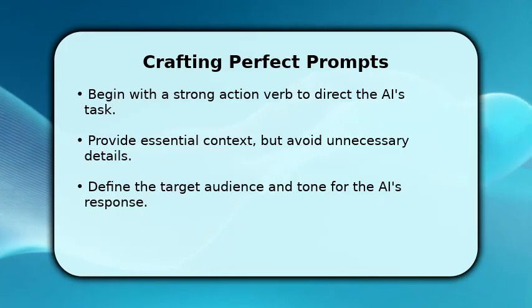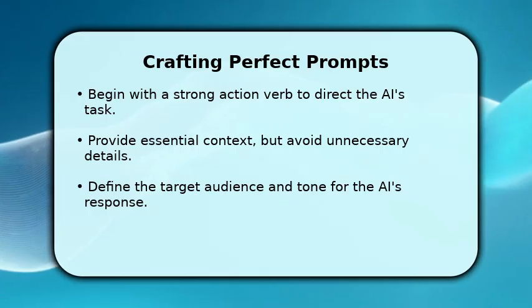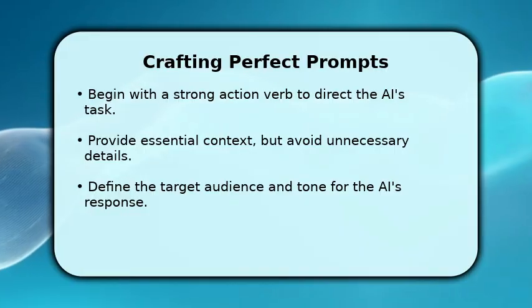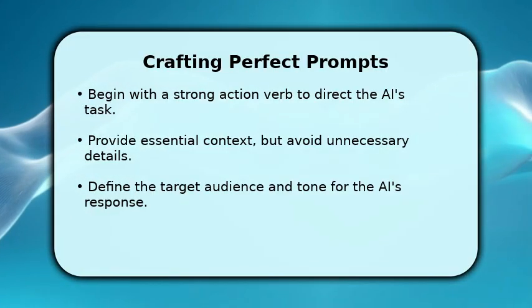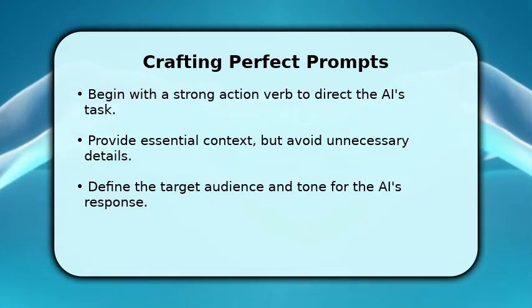Start your prompt with a powerful action verb, such as summarize, generate, or compare, to clearly define the AI's task. Include only the most essential context, perhaps 2 or 3 key pieces of information, to prevent confusion. Finally, specify the desired tone, like professional or friendly, and the intended audience for a tailored response.